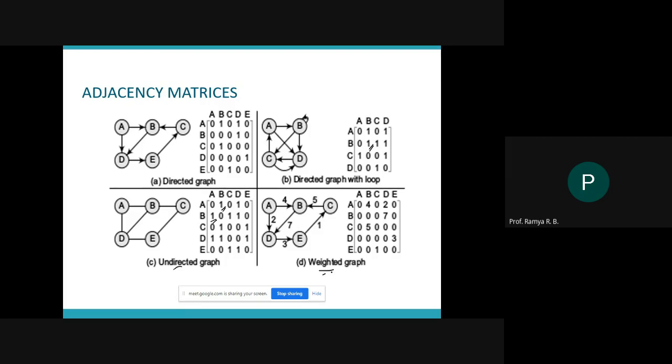Now if it is a weighted graph, what will be the difference? If it is a weighted graph, then your adjacency matrix will not contain zeros and ones. It will contain the corresponding weight. Wherever there is an edge, that corresponding weight will be listed, and wherever there is no path, it is denoted by a 0. So instead of 1, you will be representing the corresponding edge weight over there, and wherever there is no edge, you will denote it with a 0. So different types of graphs have different adjacency matrix representations.